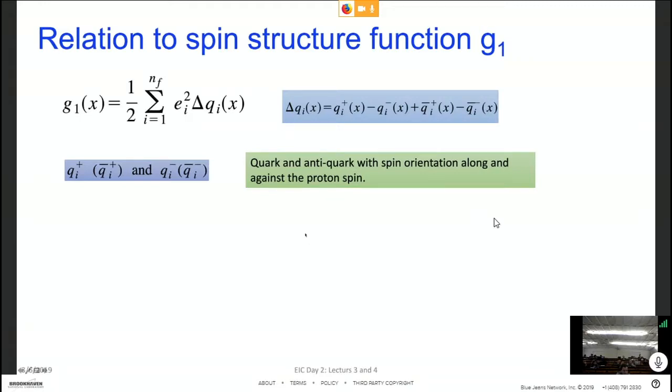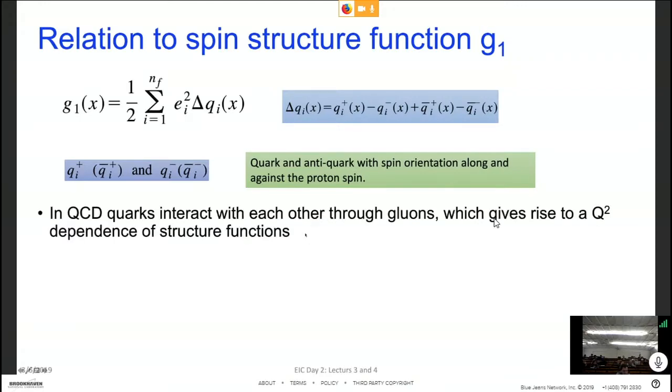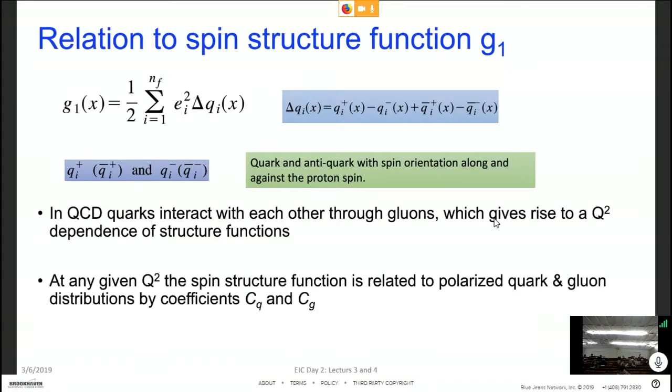So that's what it means here, okay? Each quark interacts with each other through gluons, which gives rise to a Q squared dependence on the structure function, as you know. And at any Q squared, the spin structure function can then be related to polarized quark distributions through coefficient functions CQ and CJ.